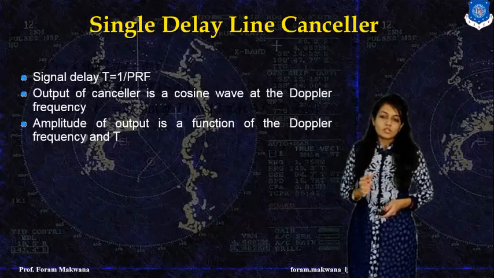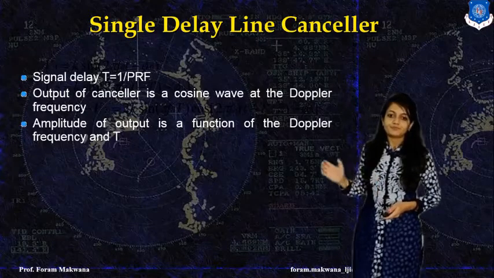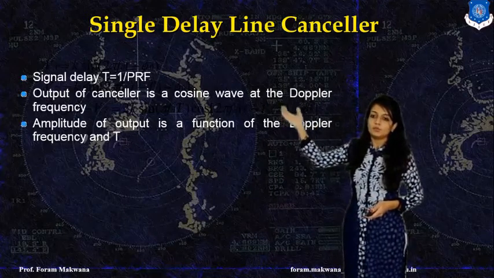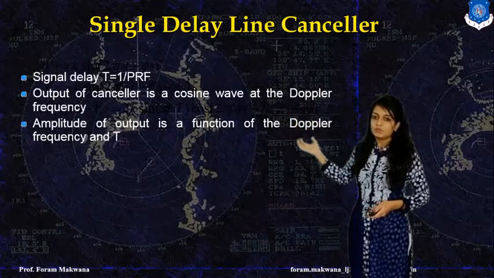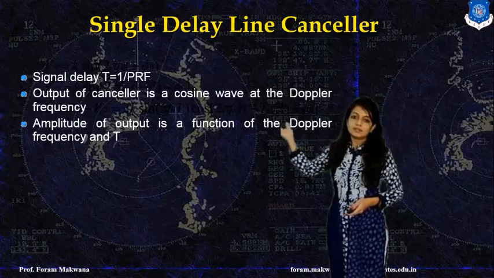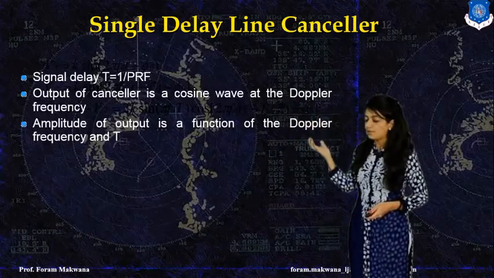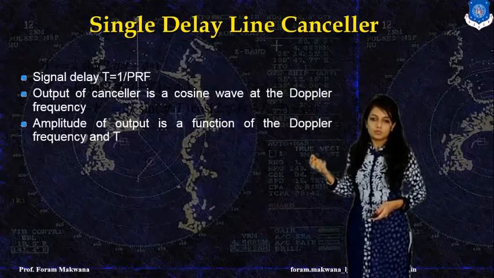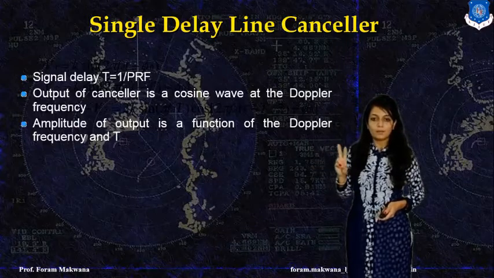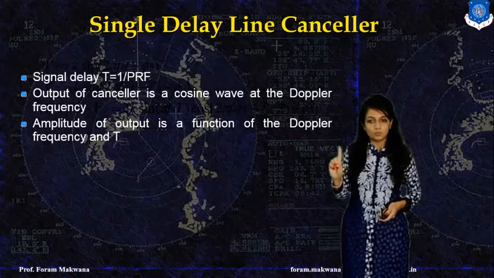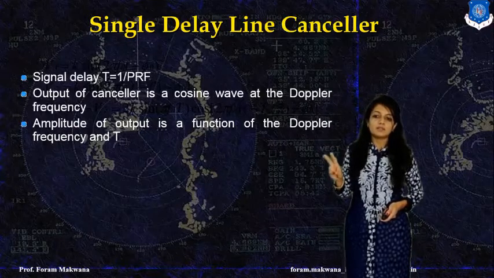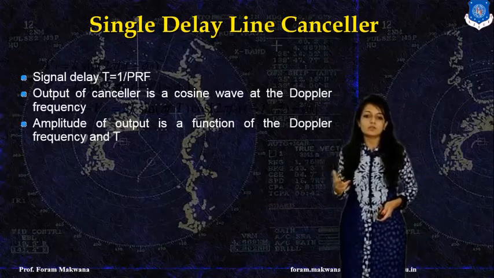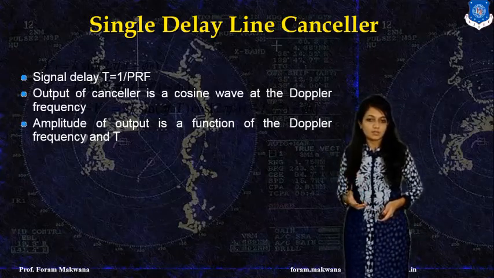So, what is the function of the single delay line canceller? Single delay stands for capital D, which is equal to 1 upon PRF. So the output of the canceller is a cosine wave with the Doppler frequency. Alright? So we can say that the amplitude of the output is a function of two parameters. The first one is the Doppler frequency and the second one is T, or you can say tau, that is the pulse repetition time. It is the inverse of the pulse repetition frequency, right?